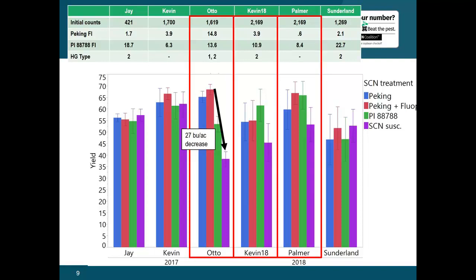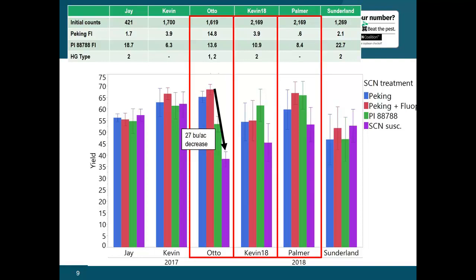So basically we're using differentials, so we use 88788 or the Peking line. An important thing to remember is when the labs do these HG tests, they're using those exact PIs. They're using the original line in the lab. You take your soil, they grow those varieties out, those actual PIs in the lab, and they look at the level of reproduction on those relative to susceptible check in your soil. So they're looking at the population of your SCN, take it to lab, grow those varieties out, a susceptible, 88788, and then the actual Peking line, and then look at relative reproduction.